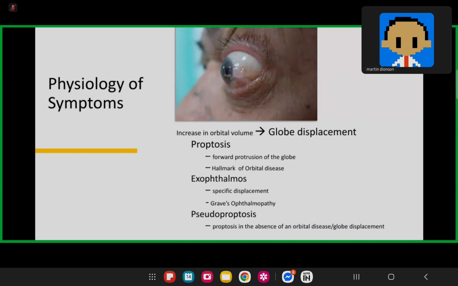So ophthalmos meaning it's the eye protrusion. Now because proptosis can be used in other parts of the body or other description. But when you hear ophthalmos, then that means it's the eye that has a problem. Pseudoproptosis, on the other hand, is proptosis in the absence of an orbital disease, or there's no actual globe displacement. No, it just looks displaced, but when you do measurements, it's normal.